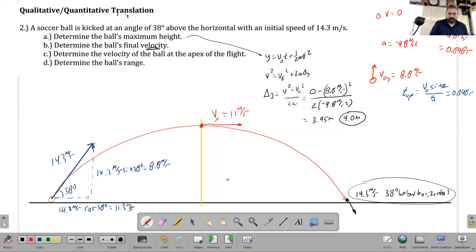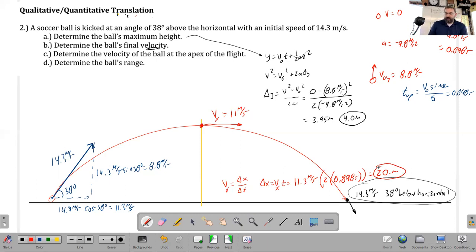The ball's range: because the horizontal velocity is constant, the horizontal velocity is equal to the distance divided by the time. The horizontal distance is then equal to the horizontal velocity times the time. The horizontal velocity is 11.3 meters per second, and the time of flight is twice the time it takes to get to the top. So if it's 0.898 seconds to the top, the total time is 2 times 0.898 seconds. And so that comes out to be, with two significant figures, 20 meters. The range is a horizontal distance of 20 meters.